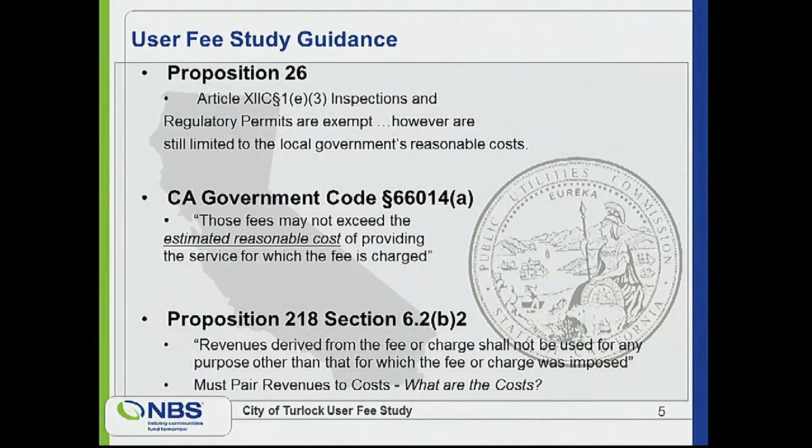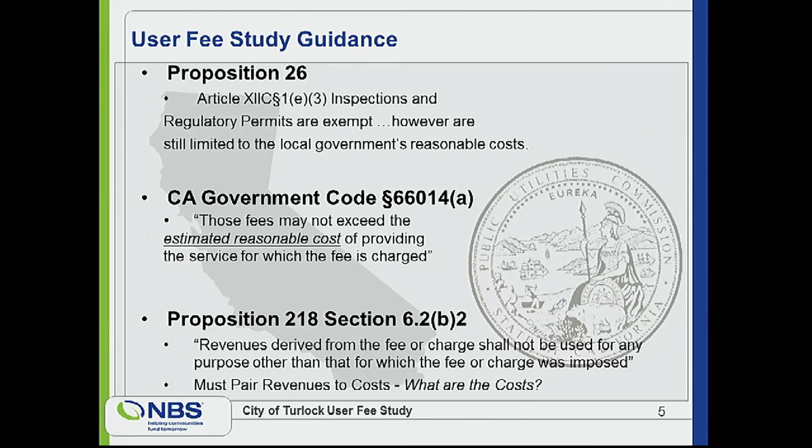These are the guidance, propositions, and government code that guide the user fee study methodology and ultimately how we conduct the studies that we do. The primary one is Proposition 26, and it talks about how regulatory permits are exempt. However, it still limits local government's reasonable costs. Then you have your government code, subsection 66014(a), and Proposition 218.